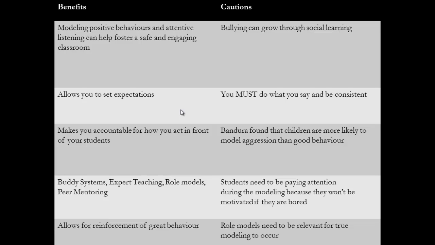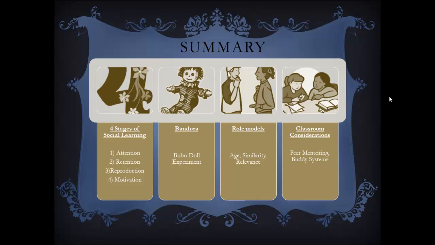Be a good role model. Stand up for somebody that's being bullied. You must do what you say and be consistent. And you have to have the attention of the people that you're teaching, because if you don't have their attention in the first place, social learning cannot happen.